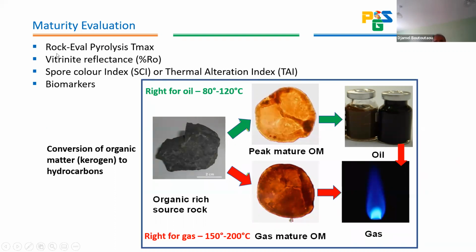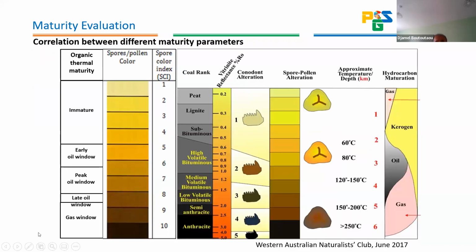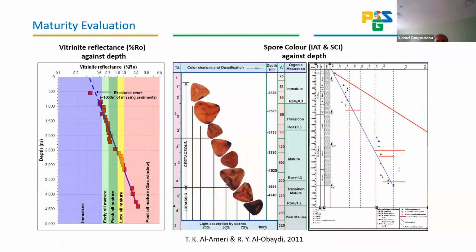So in maturity evaluation, we can evaluate the maturity of source rocks using pyrolysis, vitrinite reflectance, spore colors, biomarkers, etc. These are some examples on the right side. We've got the spore color, for example, and we look at the spore colors of the sediments to evaluate the maturity, the vitrinite reflectance, there are conodonts that are not commonly used, etc. So this is how we do this.